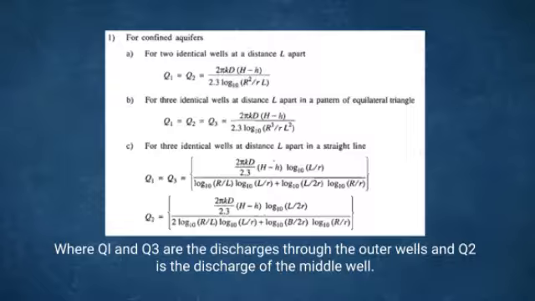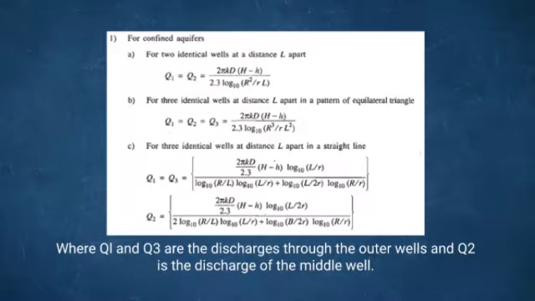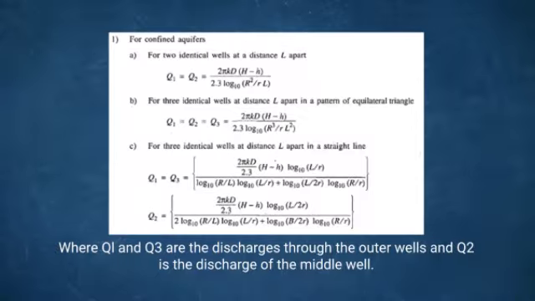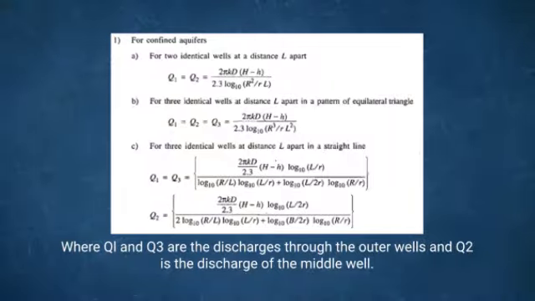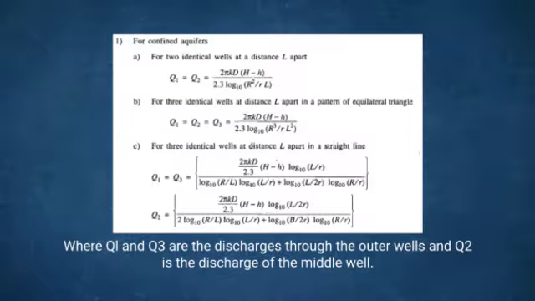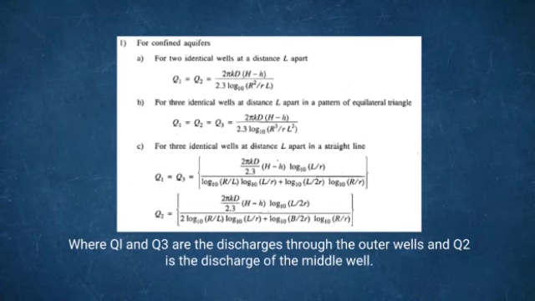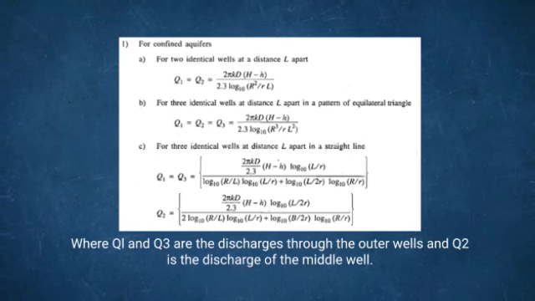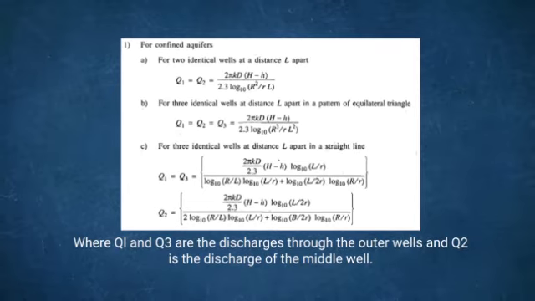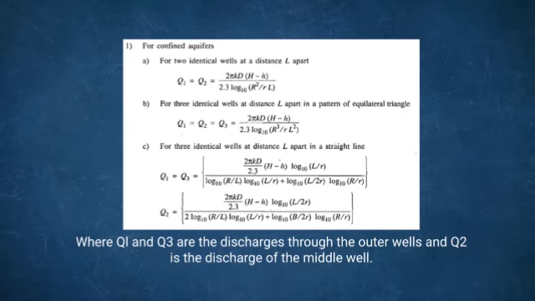And in this situation, Q2 = 2πKD(H − h) / 2.3 × log10(L/2r), divided by 2 log10(R/L) × log10(L/r) plus log10(L/2r) × log10(R/r), where Q1 and Q3 are the discharges through the outer wells and Q2 is the discharge of the middle well.